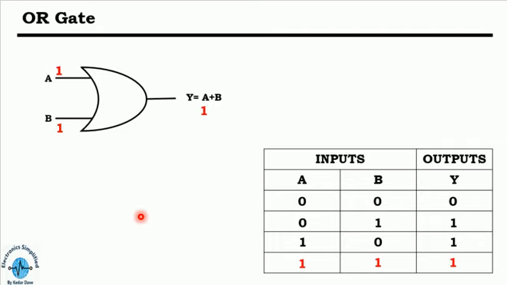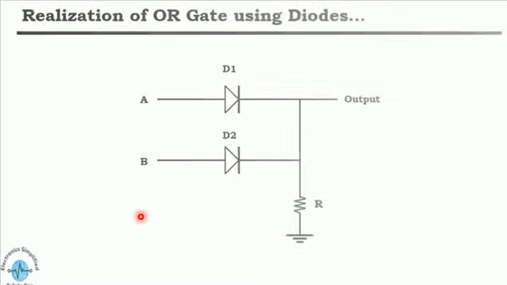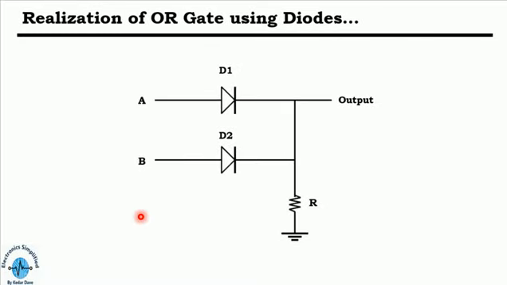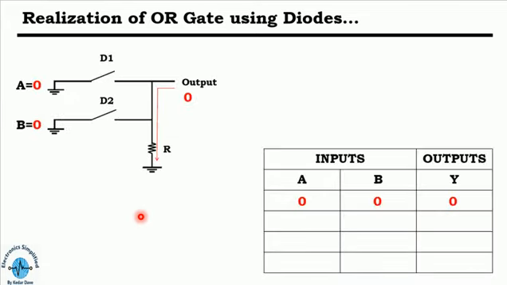How this can be possible, we are seeing in the next circuit, that is realization of the OR gate using diodes. In this condition you can see that the diode position is reversed compared to the AND gate. In the first case, we are taking A equals 0, B equals 0, and it will give you 0 output. As you can see, both the switches are in open circuit condition, hence the current will flow like this, and no output will be there.